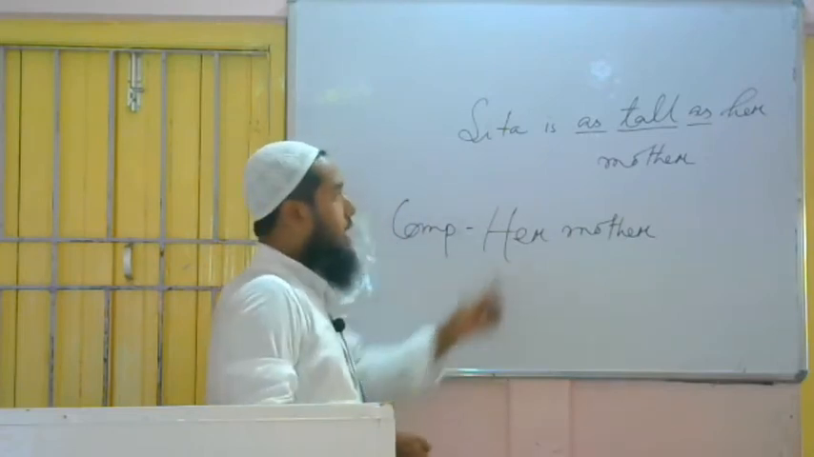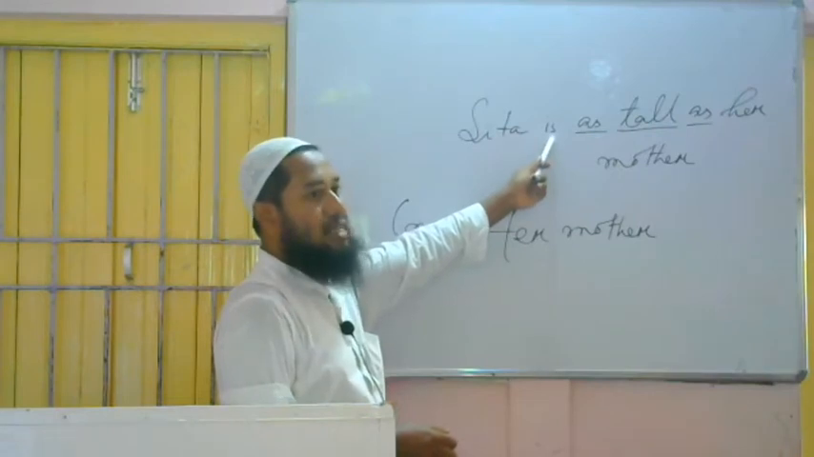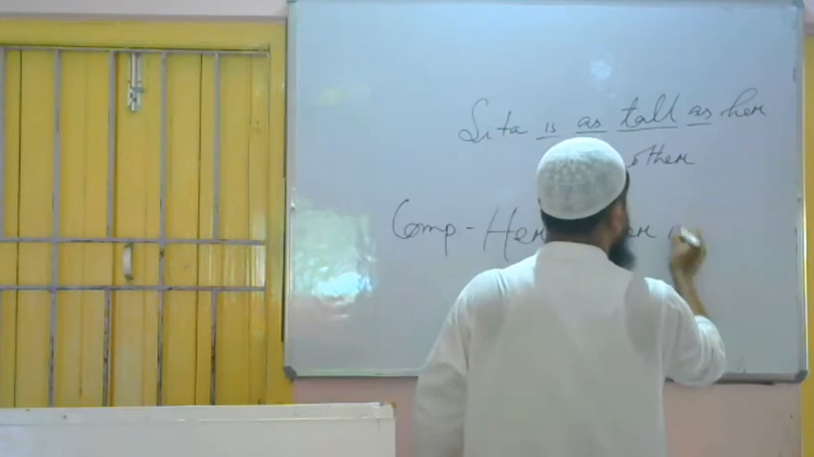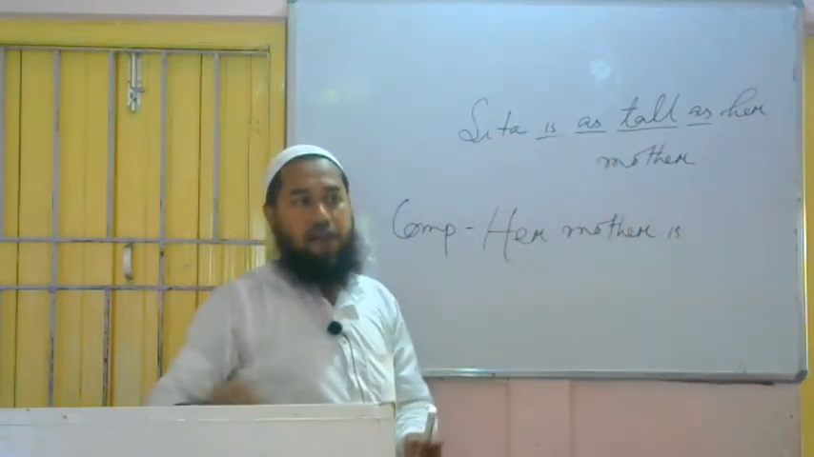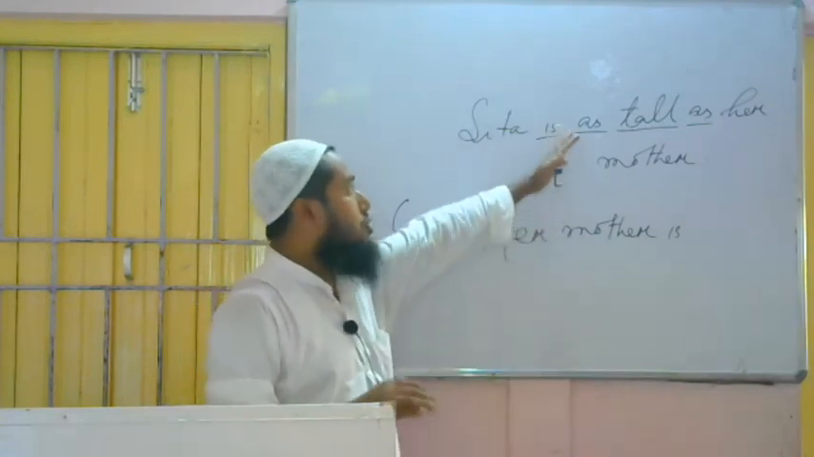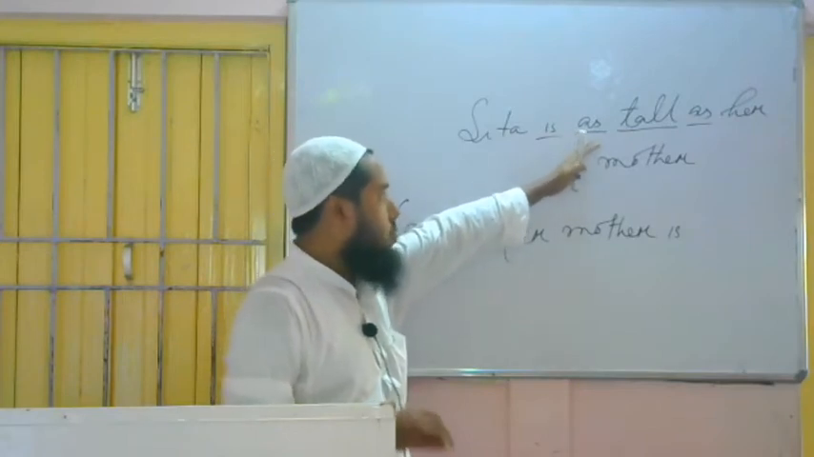The auxiliary verb according to the question. What is there in the sentence? In the sentence it is is. So we have to use is once again. Her mother is. Then after using the auxiliary verb, we have to see whether not is there in the question or not. If not is there in the question, then we are not to use not.